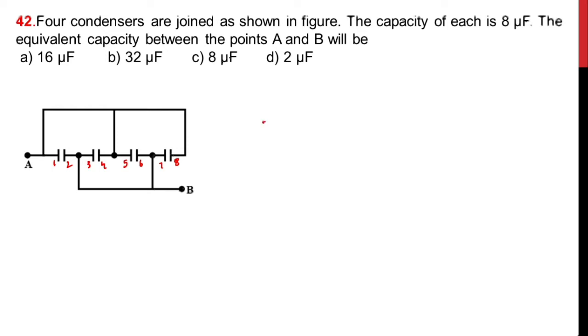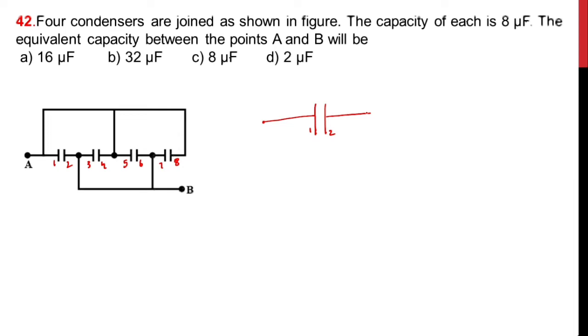First of all, the point A. In the point A, the first plate is connected. So this is the first plate. Definitely nearby the first plate, the second plate is also there. So this is the second plate. It is also connected to one point. Now you can look at this one. 2 and 3 are connected together. At the same time, 4 is again connected to 1.